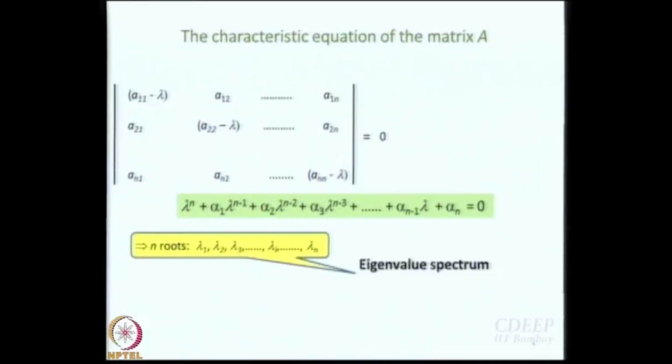Okay. Now, when you expand this matrix, are we all clear that we are going to get on the left hand side a polynomial in lambda of the order n, right. You know how to expand matrices, right. Now, when you equate that to 0, quadratic equation gives you how many roots? Quadratic equation gives 4 roots, just because it is quadratic. 2 roots, 2 roots. Quadratic means to the power 2.